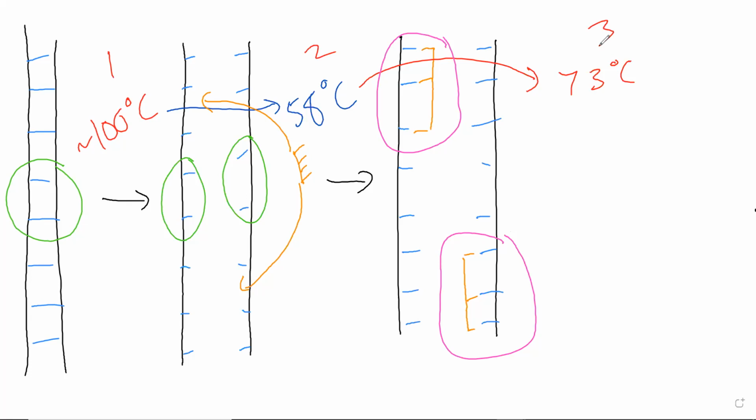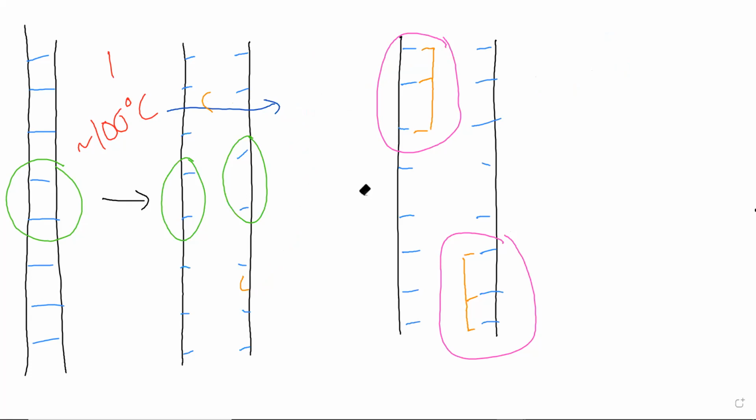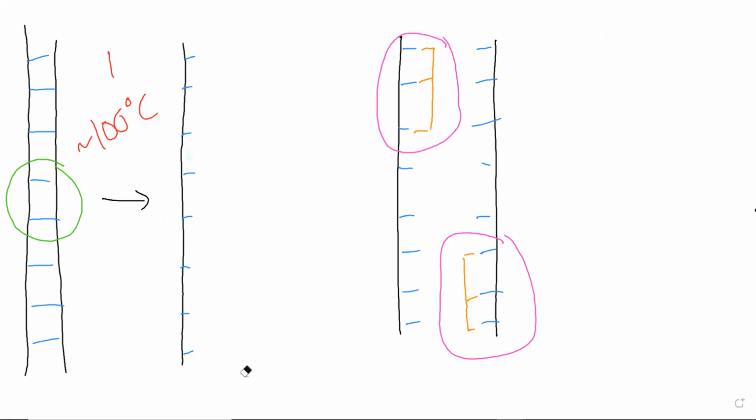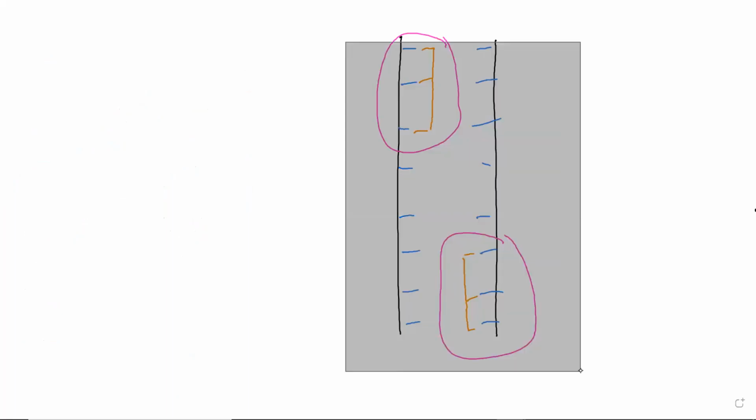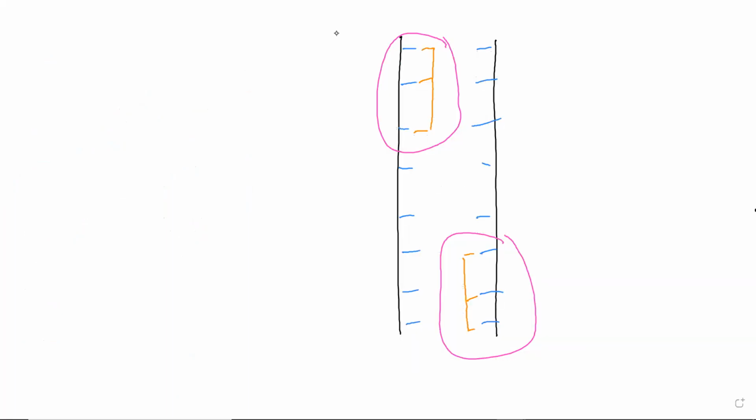So let me erase most of this. So now what I have is after that polymerase does its first run through and replicates all that stuff that I need, it's going to have a lot of excess DNA. And the reason why you have to do 3 cycles is so that you can get rid of all that excess DNA that you're not actually using.